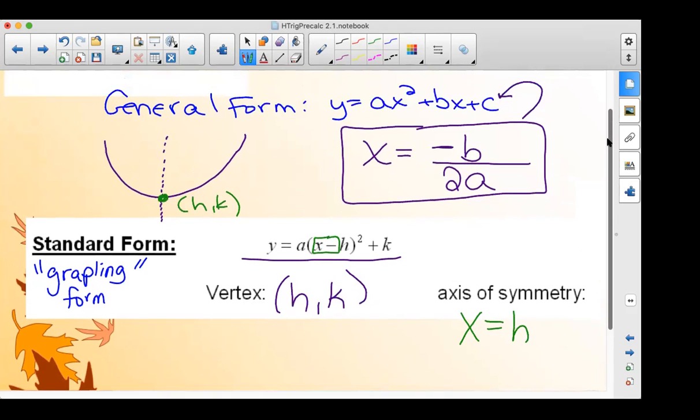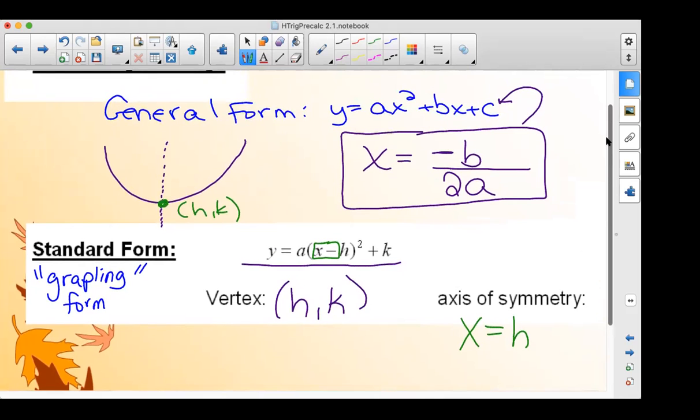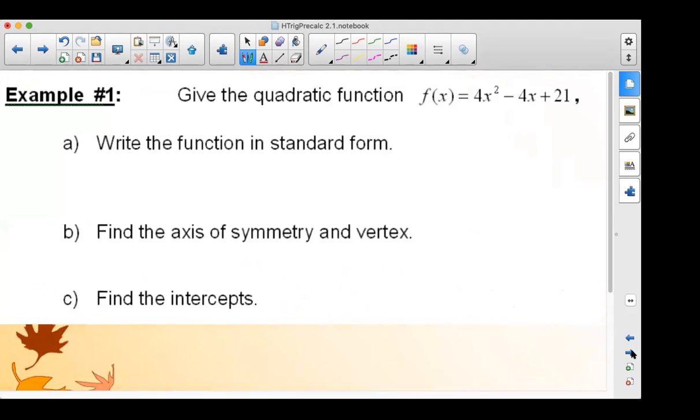So if I have standard form, I could use negative b divided by 2a, especially if your original equation starts out looking messy with fractions. If general form, I'm sorry. If I have standard form, which is what we're going to try and create, I can just pull the numbers out of the equation. So if you look at the first example, we have a quadratic function, and it says to write the function in standard form.